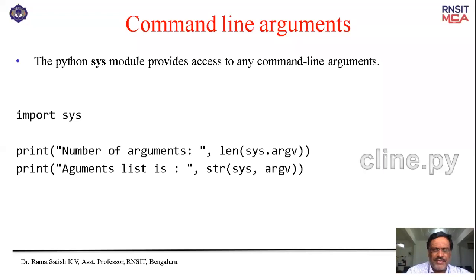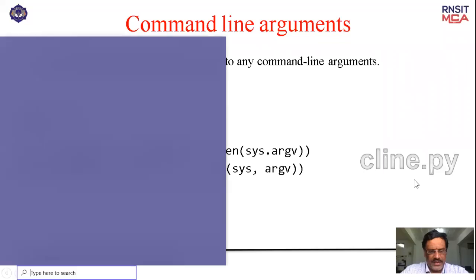So the program is very simple. Here we are importing the sys module. And the number of arguments is sys.argv. Argv holds the argument variables. It is a built-in variable. And you are displaying all the arguments by converting them into strings. So this I have already implemented in the command line. Let me run and show you.